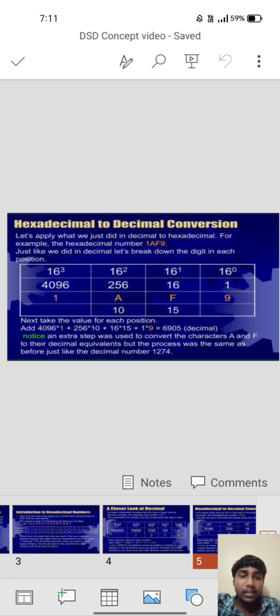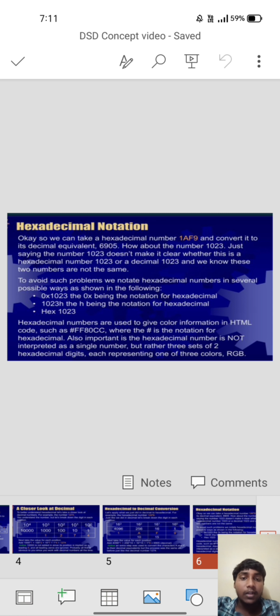Notice an extra step was used to convert the characters A and F to their decimal equivalents, but the process was the same as before, just like the decimal number 1274. Hexadecimal notation. Okay, so we can take a hexadecimal number 1AF9 and convert it to its decimal equivalent 6905. How about the number 1023?